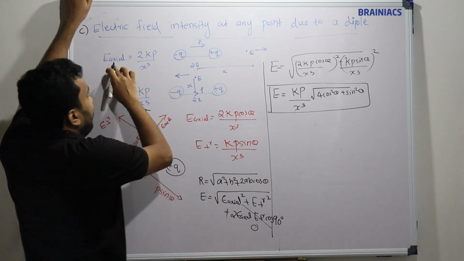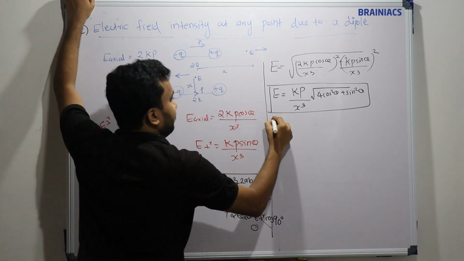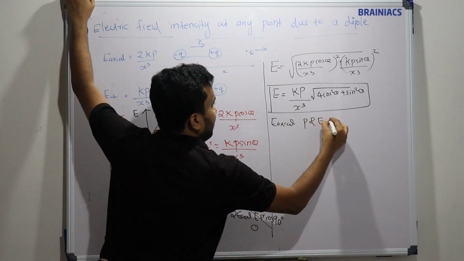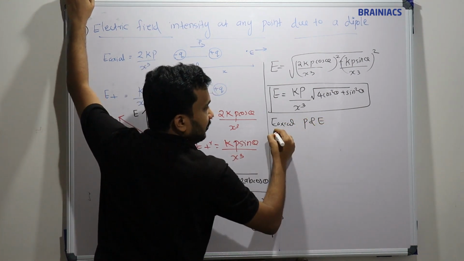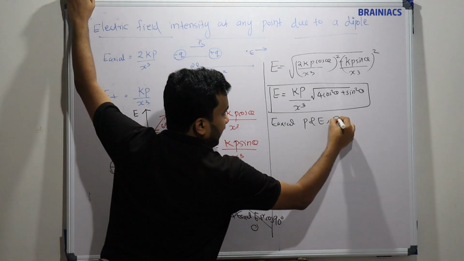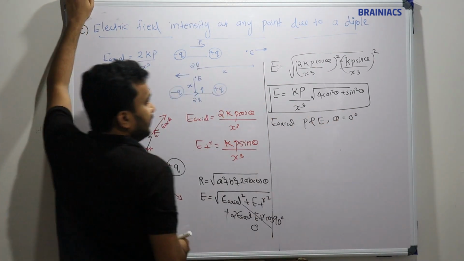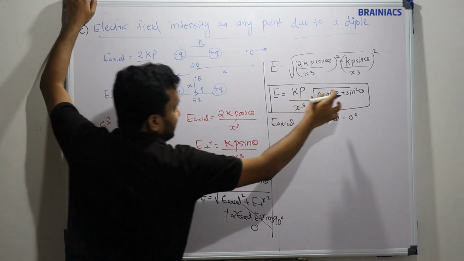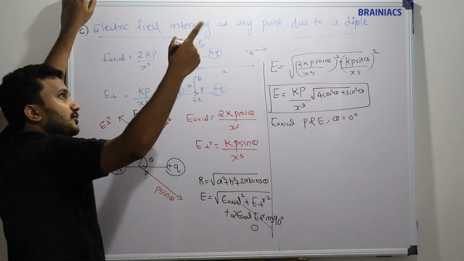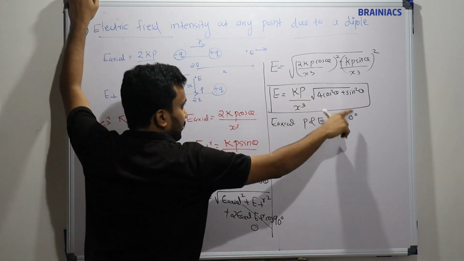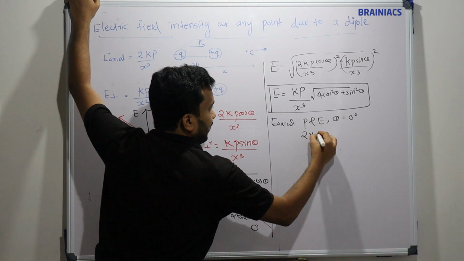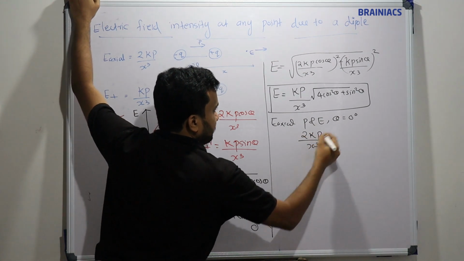Now if you want to calculate the axial electric field, E axial, in this case what is the angle between P and E? E axial, P and E angle theta equals 0 degrees. In that case, if you substitute 0, what will you get? Sine 0 is 0, cos 0 is 1. So cos square 0 means 1 square, which is 1. So you will get 2Kp by x cube if you substitute theta equal to 0.